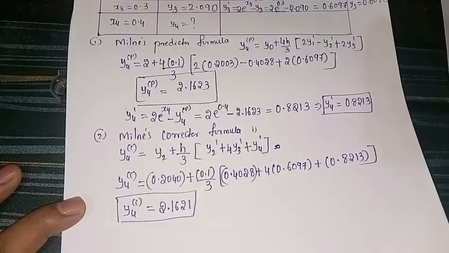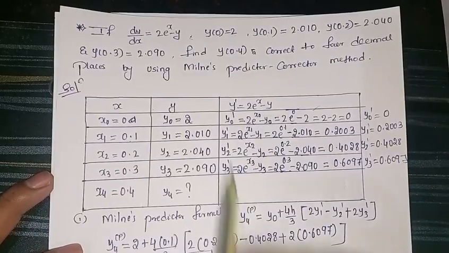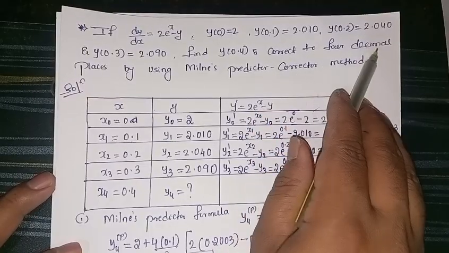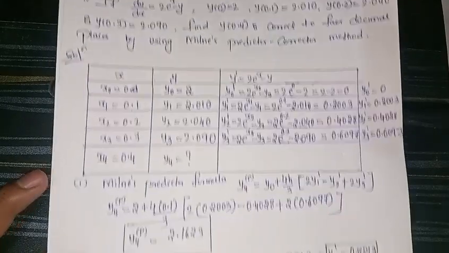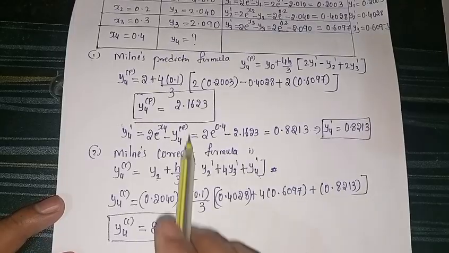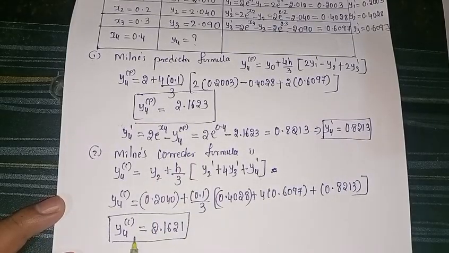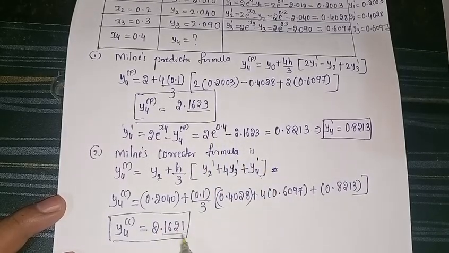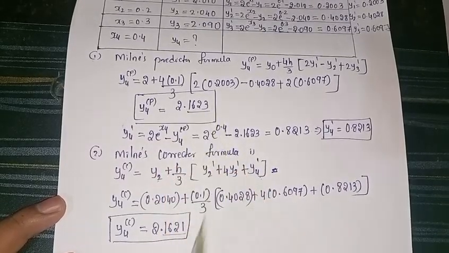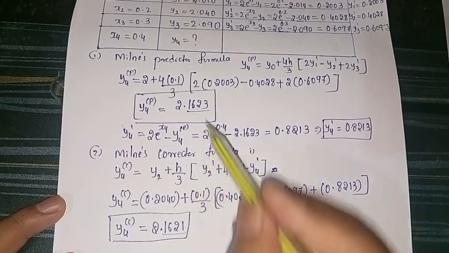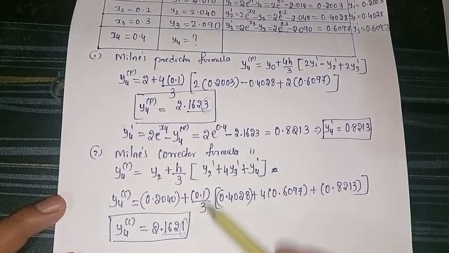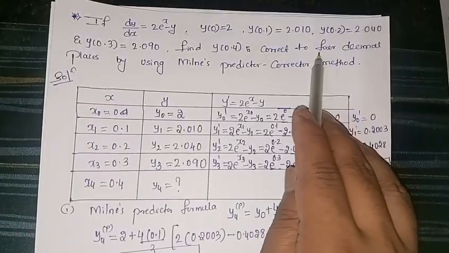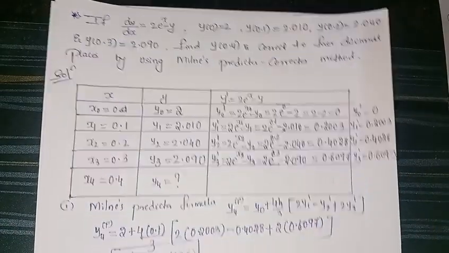Now you see, in the question they have mentioned we have to find y of 0.4 and correct it to 4 decimal places. What is the meaning? That we have to compare the predicted value and corrected value to 4 decimal places. Now you see, these are the 4 decimal places. So here 1623, here it is 1621, means the 4th decimal is different. Here it is 3, here it is 1.